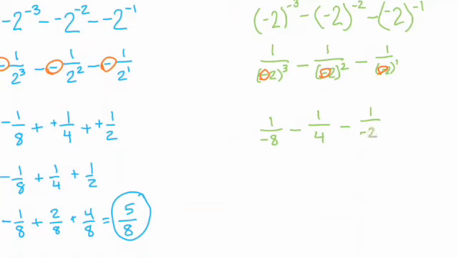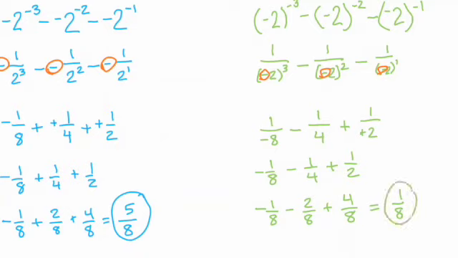So if we write this out, we have a negative 1/8 minus a 1/4. And then instead of subtracting a negative, we can add a positive. And so we have add 1/2. Again, we can find a common denominator, which would be 8. Negative 1/8 minus 2/8 plus 4/8. And if you just take those numerators, negative 1 minus 2 is negative 3, plus 4 is a positive 1. So we have 1/8. And there you go.